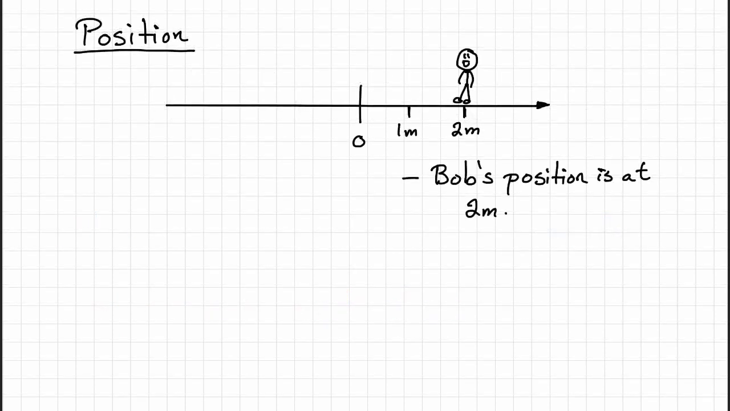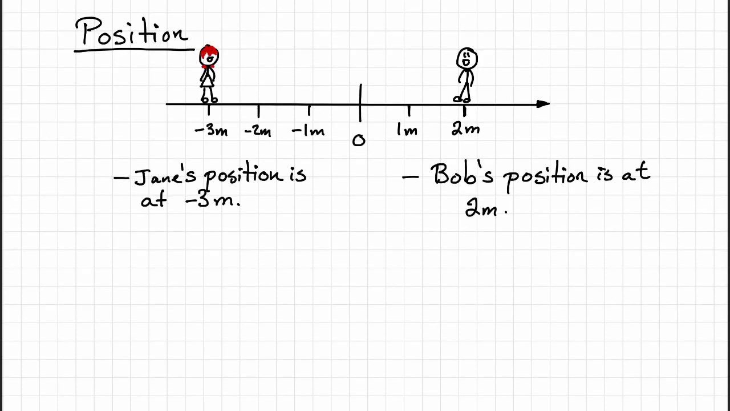Let's put Bob on the coordinate system. His position is positive 2 meters, or just 2 meters. Jane's position is at negative 3 meters. The negative sign is important. We can quantify this as x of Bob is 2 meters, and x of Jane is negative 3 meters.